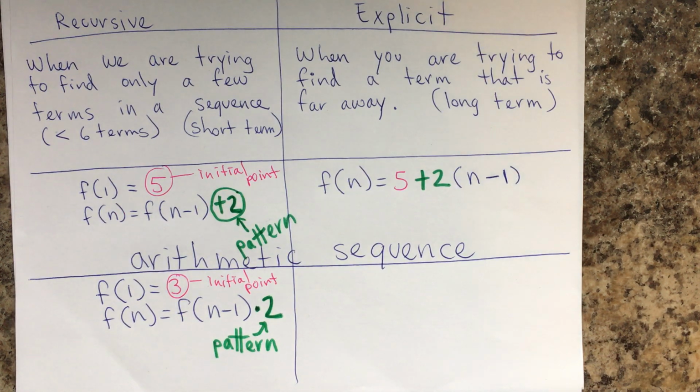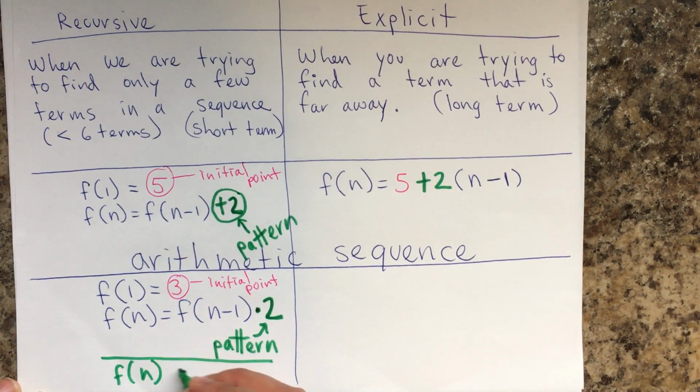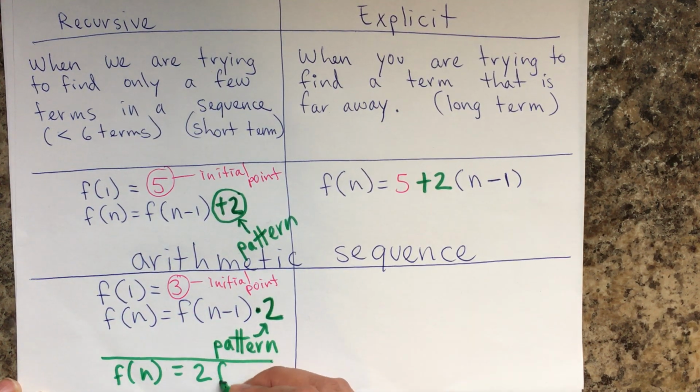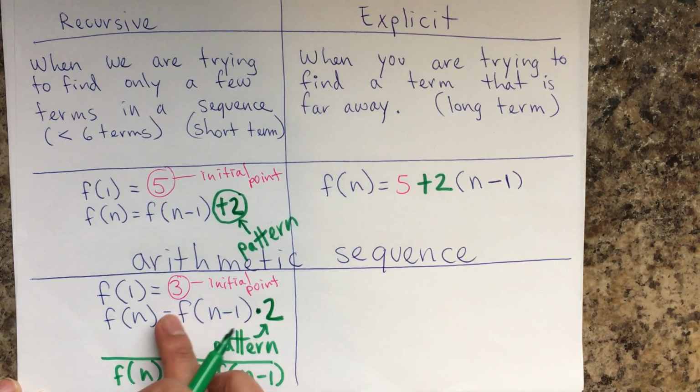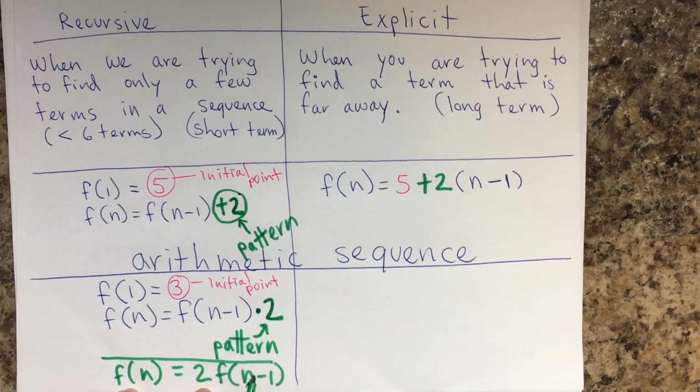Okay, so let me write it in here. It's exactly the same as this second part. So it's going to be f of n equals 2 f of n minus 1. Notice how I just brought the 2 over to put it to the left of f of n minus 1. It's the same thing. And I'm showing it to you because you might encounter it like that more often than not.